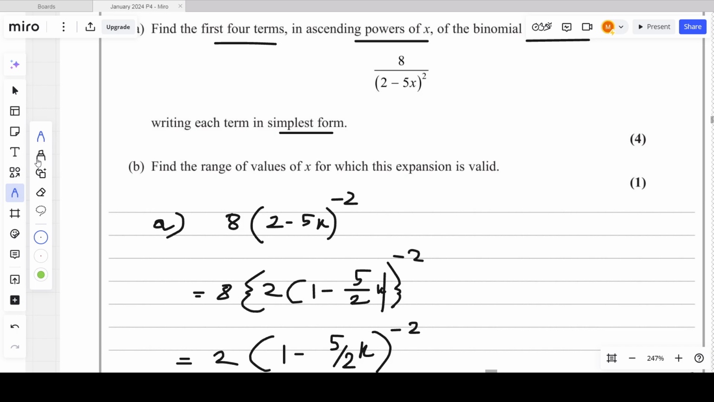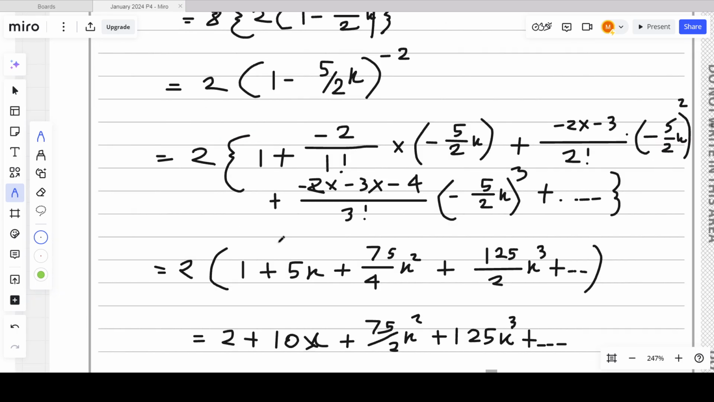A. Let's move on to part B. Find the range of values of x for which this expansion is valid. Though it's for 1 mark, that's fine. You definitely know the rule for how to answer this. The rule is that for answering this, we basically use a memorized method.